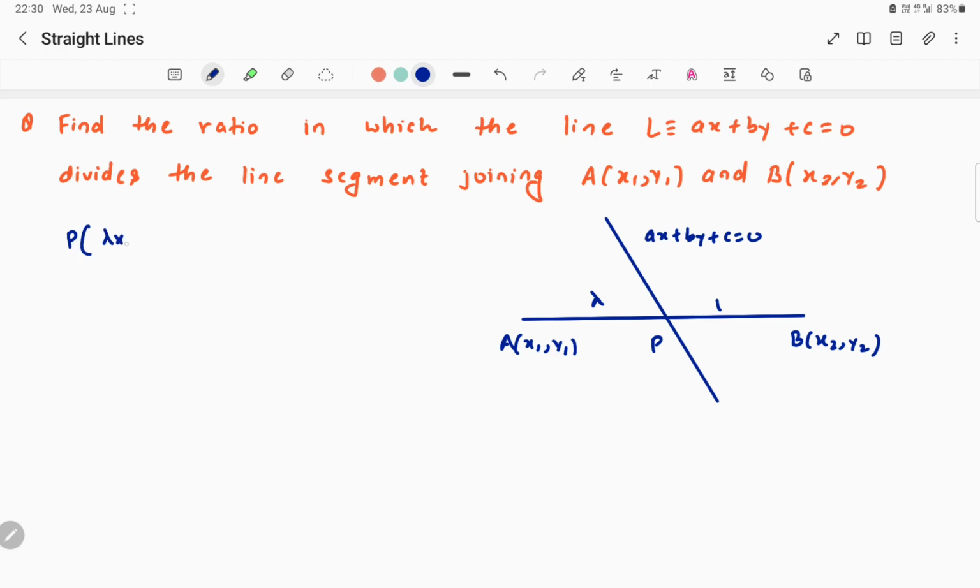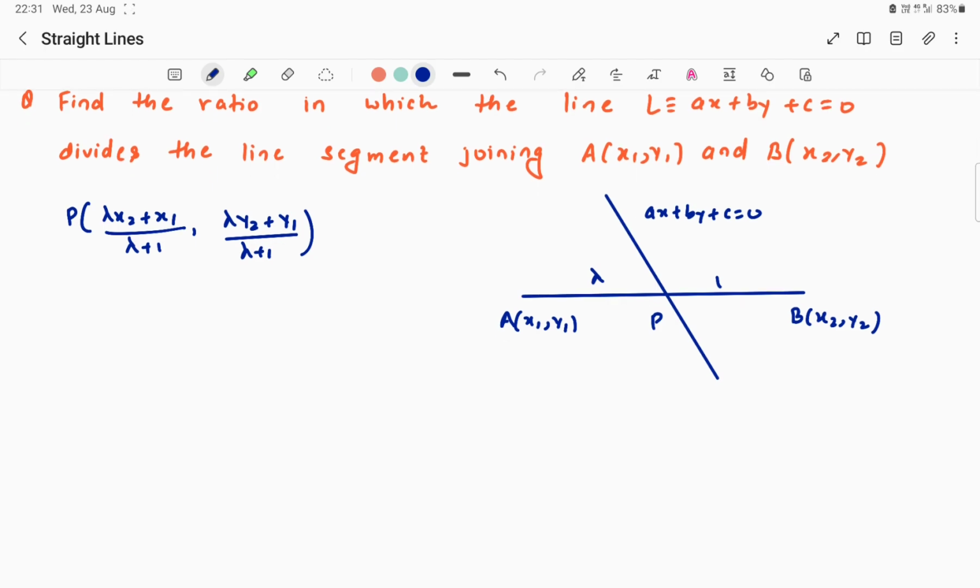So what is the coordinate of P using the section formula? It is (lambda x2 plus x1) divided by (lambda plus 1), and (lambda y2 plus y1) by (lambda plus 1). Now also you can see that P lies on the line L, so it will satisfy the equation. So we can substitute there. We get a into (lambda x2 plus x1) by (lambda plus 1) plus b into (lambda y2 plus y1) by (lambda plus 1) plus c equal to 0.